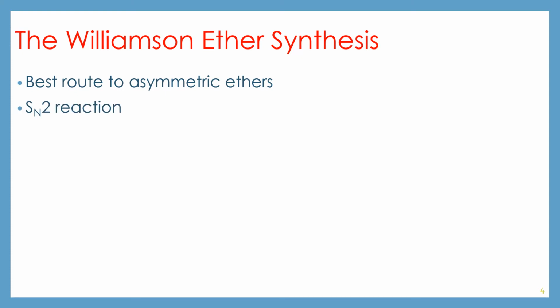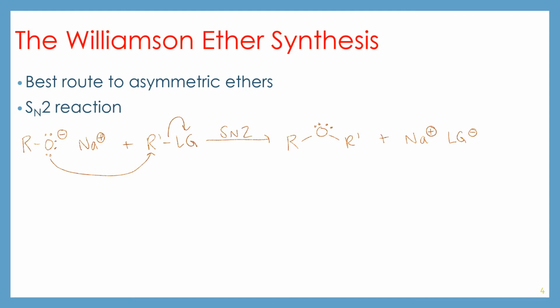This is the best route to asymmetric ethers. It is an SN2 reaction. So in this situation, you take an alkoxide and you react it with something that has a good leaving group. So typically an alkyl halide is the situation that you're talking about here. Usually an alkyl iodide, which would have the best leaving group. And that's just an SN2 reaction. So bromine, iodide, tosyl, mesyl, triflate, all very good leaving groups.